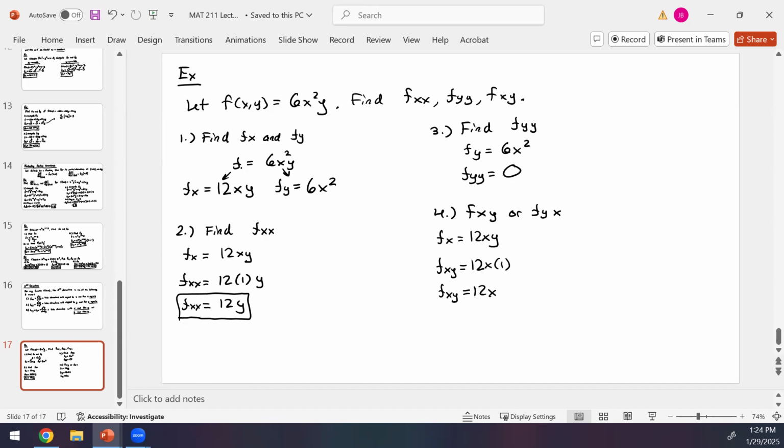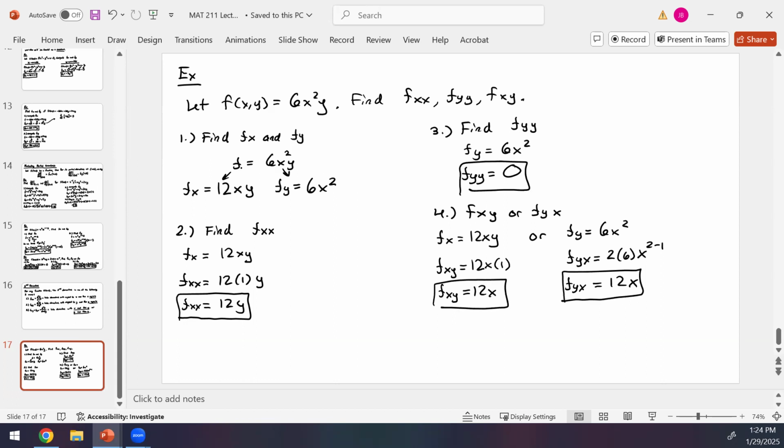And just to illustrate that you would get the same answer, if you did fy equal to 6x squared, and then you did fyx, you would get 12x, because you bring down the 2, right? Actually, let me show that step. 2 times 6 times x to the 2 minus 1, and so then you get 12x. And as you can see, these are both equal to the same thing.